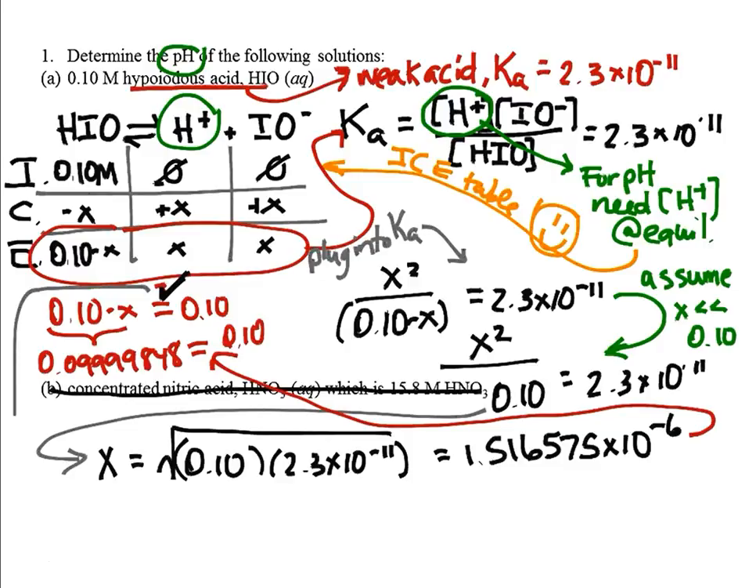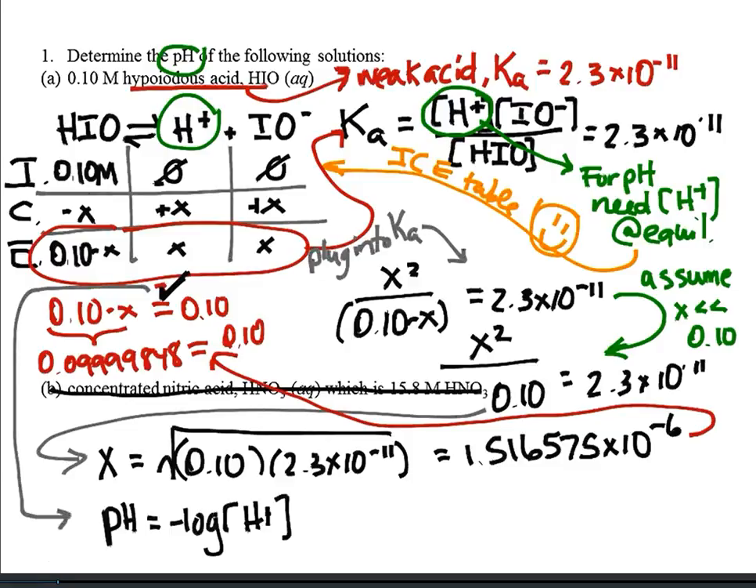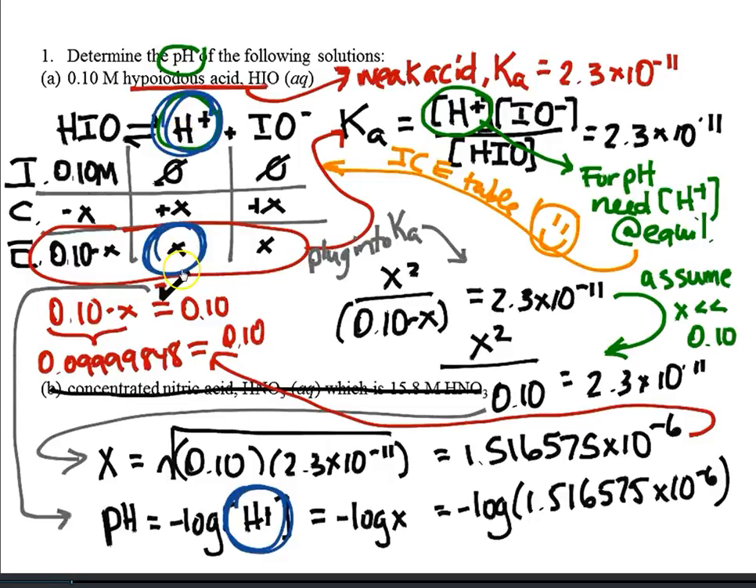The last thing I need to do is plug in x for the hydrogen ion concentration. Remember, x is H plus at equilibrium. So we plug that in, we solve for pH, and we get 5.81913. We need 2 digits after the decimal, 5.82. We're going to circle that as our answer. The reason it has 2 digits after the decimal is because both 0.10 and 2.3 times 10 to the minus 11 have 2 sig figs.